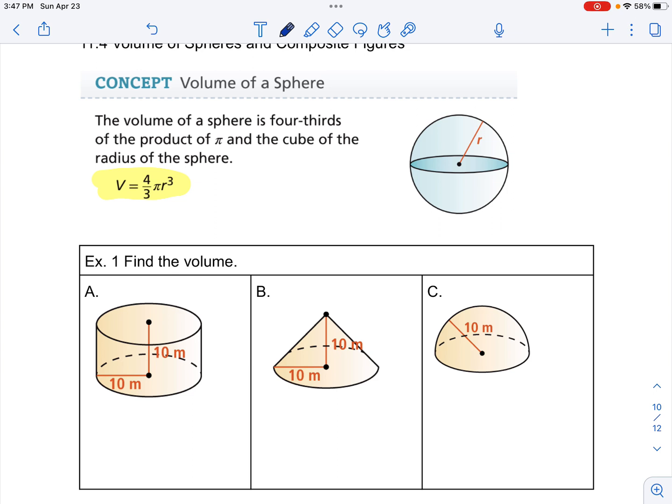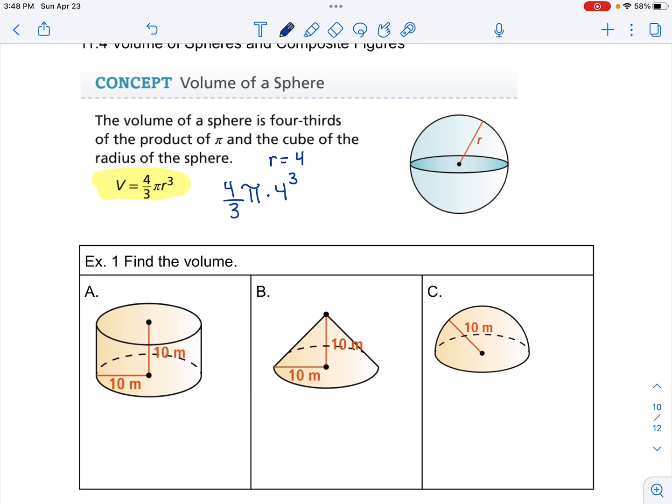This beginning example 1 is just reviewing the volumes that we've done so far. It'll be our third day. If I just wanted to do this volume of the sphere we have at the top here, let's say it has a radius of 4. Let's see if we could find this. If you have 4/3 pi times 4 to the third power.